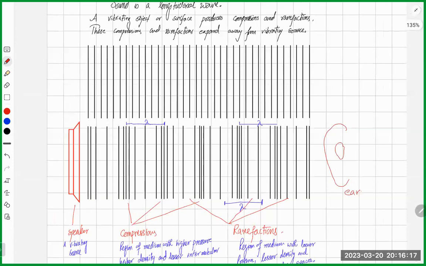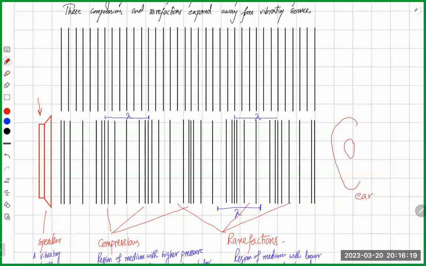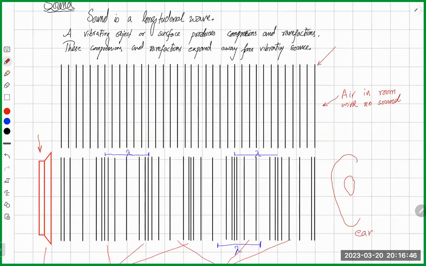Speaker cone vibrates. And look, this is air in a room with no sound. Not very easy to produce a room with no sound in it. But if we have a room with no sound, all of the molecules will be equally spaced. These are the layers of molecules at any instant.